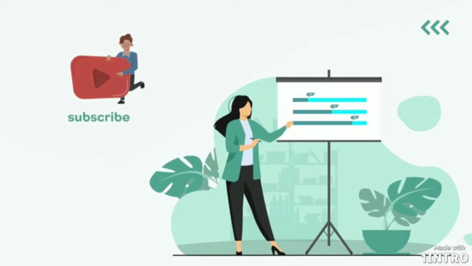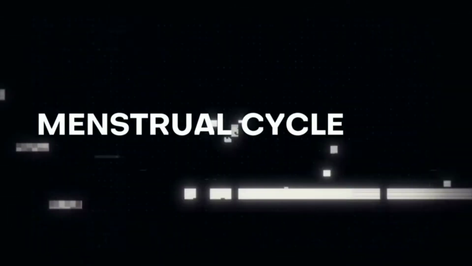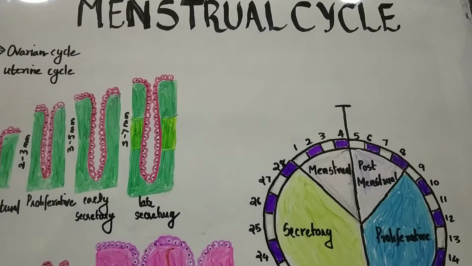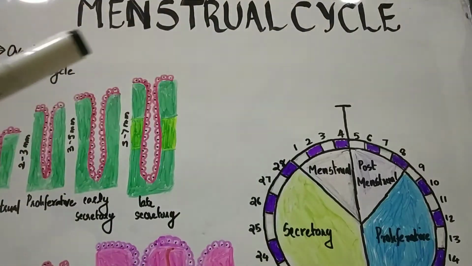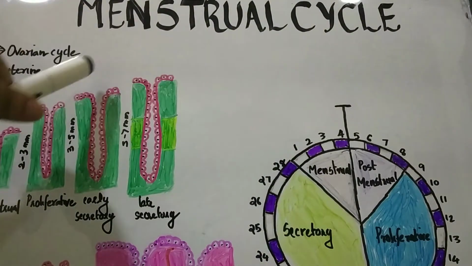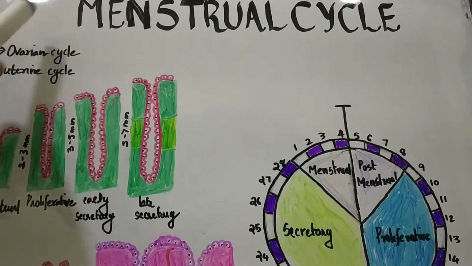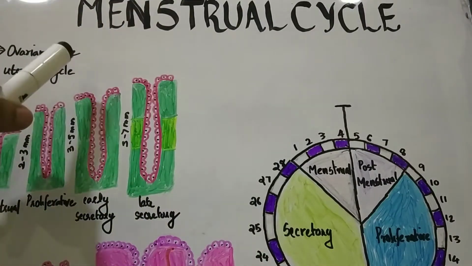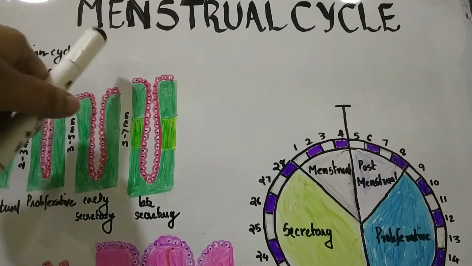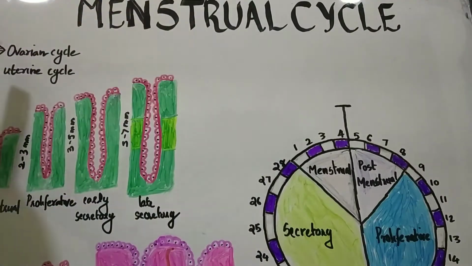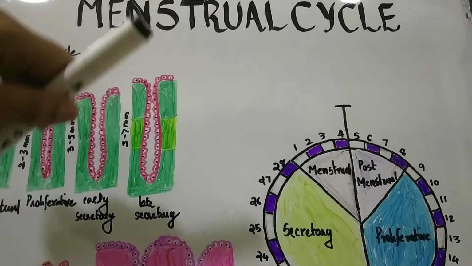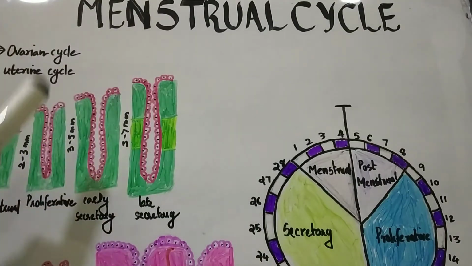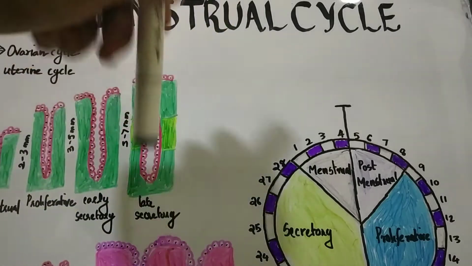Tanya Hashik. Today's topic of discussion is the menstrual cycle. So today we will discuss the menstrual cycle. In the previous class we have already discussed the ovarian cycle, that is the cyclical changes that occur in the ovary. So today we will discuss the uterine cycle or the menstrual cycle, that is the cyclical changes that occur in the uterus. These two cycles occur parallelly. One is in the uterus and one is in the ovary.